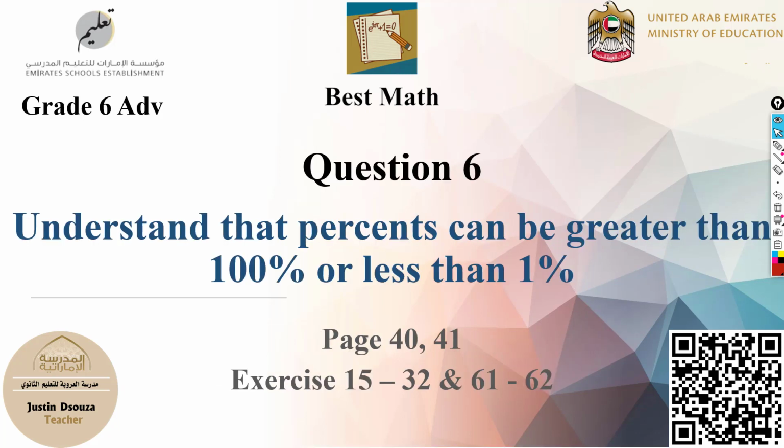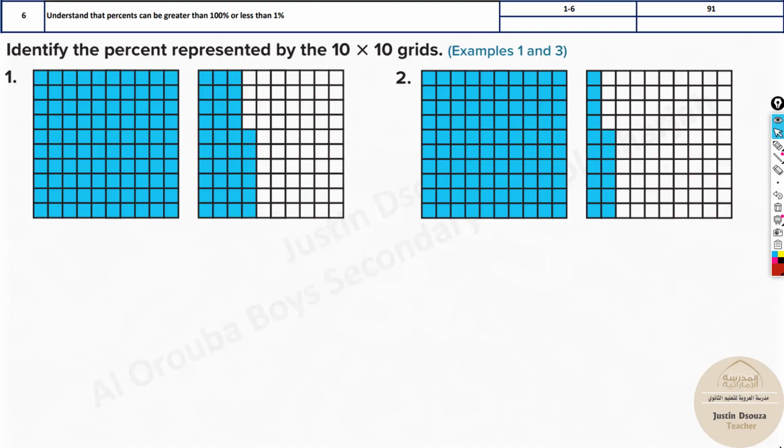Question number 6 is to understand that percents can be greater than 100% or less than 1%. Now, again, it is about the grids. Here, we have been told to identify the percent. But look, the first question is having two grids, more than 100. It's fine. One full 100 is colored. That means 100 is done. 110, 20, 30, and 36. See, it's 136 over here. So total is 136. Same way here, 110, 16. 116. This is the answer.